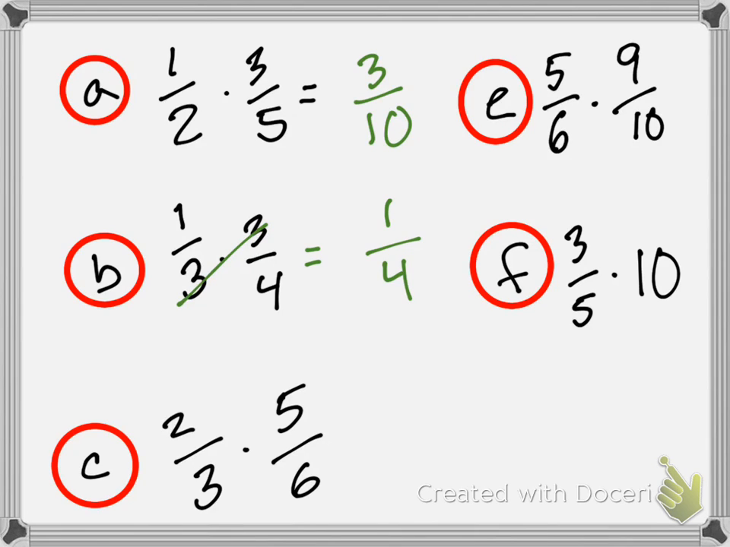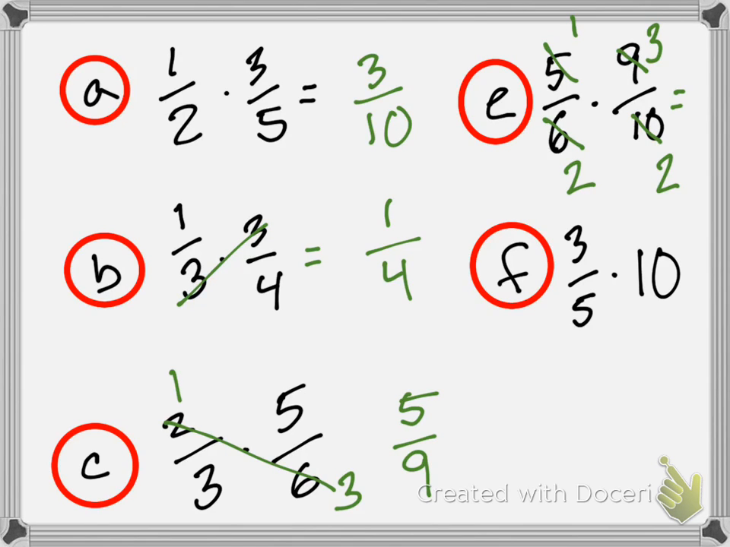Excellent. For C, can I cancel anything? Yes. We cancel these out. We get 1 and 3. We get 5/9. For E, can I cancel anything? Yes. What can I cancel here, Michelle? Both of them. 5 and 10 becomes 1 and 2. 6 and 9 becomes 2 and 3. We get our answer to be 3/4. What about this last one? Can I cancel anything? Yes. So it becomes 10 over 1. 3 and 1 don't cancel, but 10 and 5 do. It becomes 2 and 1. We get 6 over 1 or 6.